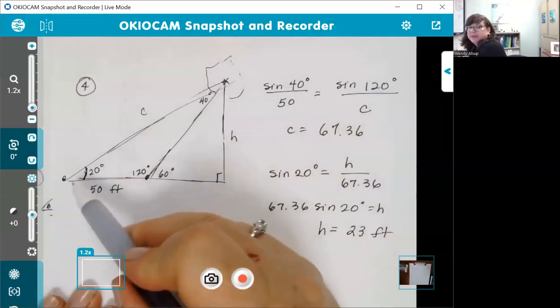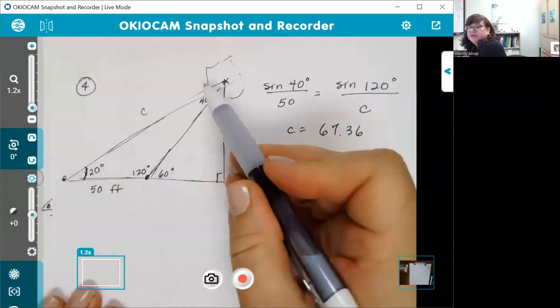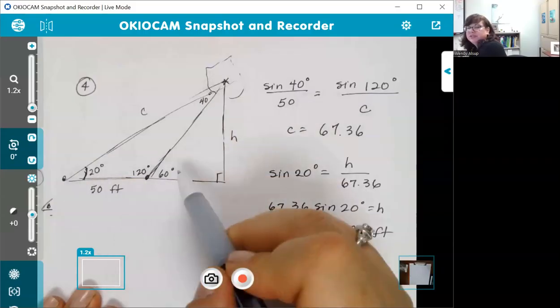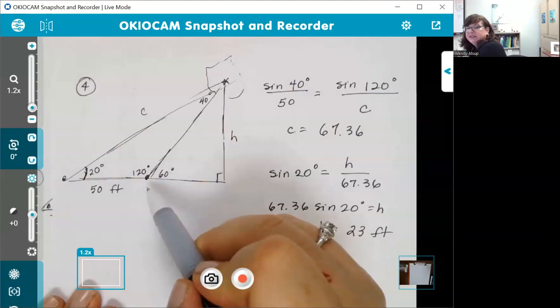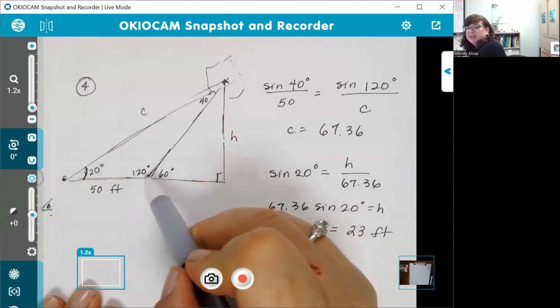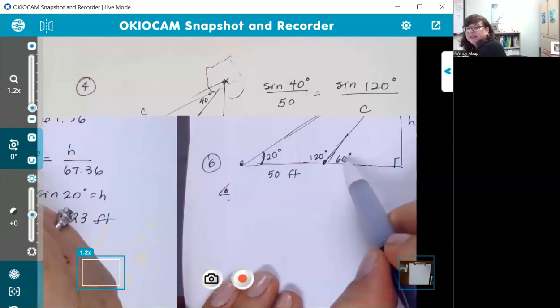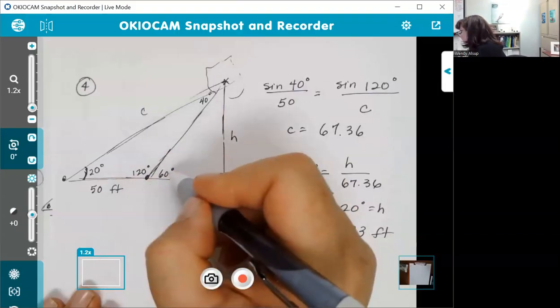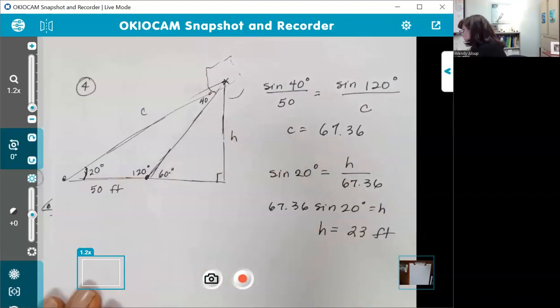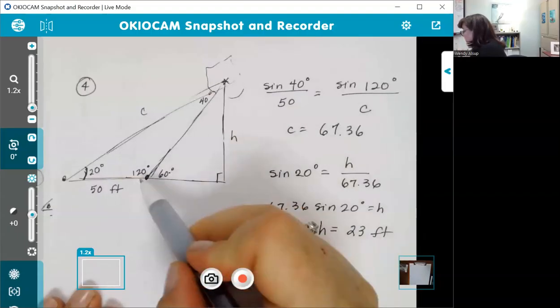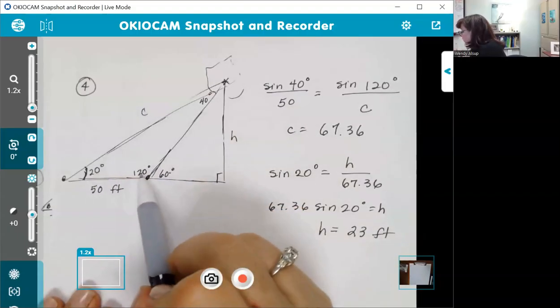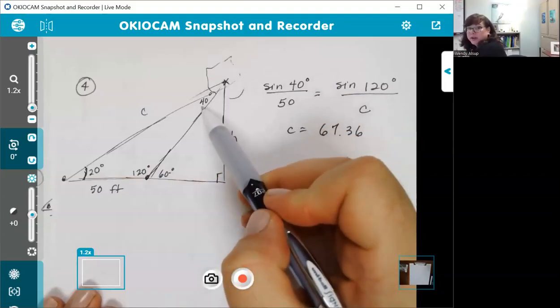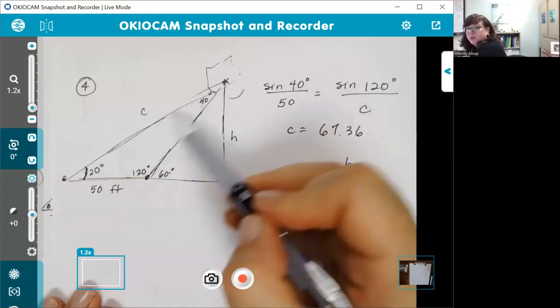So now we know a couple things. If we draw this triangle from between the two sightings, we know that's 50 feet. We know that this angle here would be 120 because they're supplementary. They would add up to 180. And since I knew the 60, 180 minus 60 would be the 120. And if I know 20 and 120, then this one up here has to be 40 because all three add up to 180.